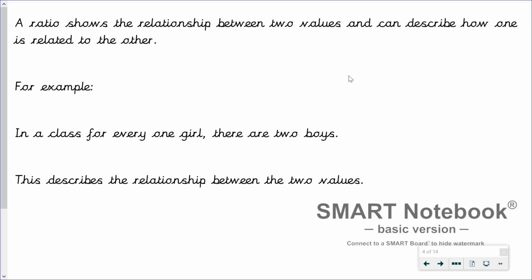So a good example is in a class, for every 1 girl, there are 2 boys. So the relationship between those values, for every 1 girl in the class, there are 2 boys. So therefore 15 girls, there'd be 30 boys. So you can change those ratios around, but it's 1 to 2. Good.